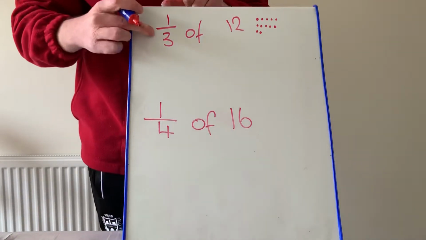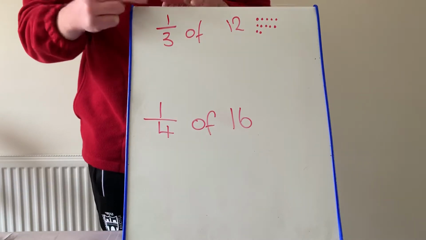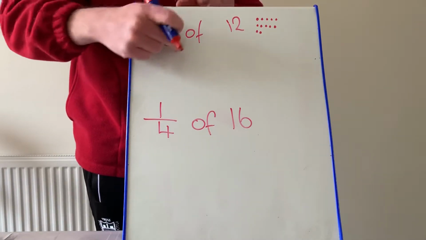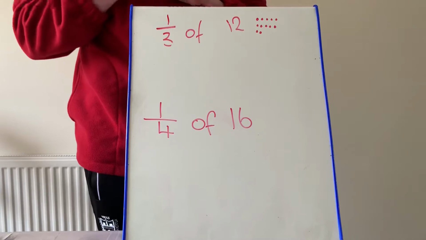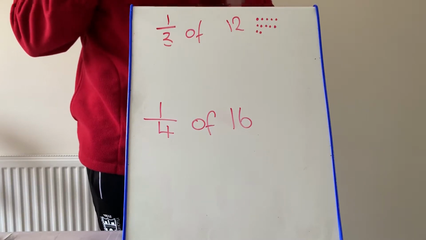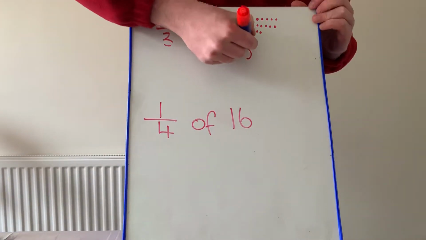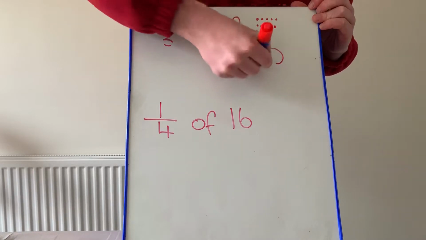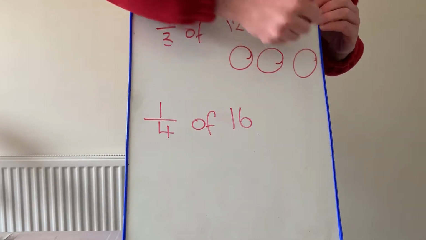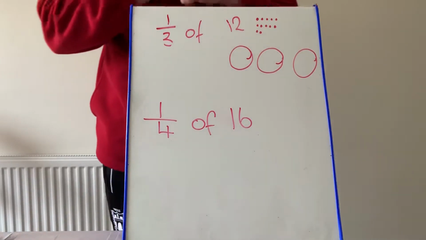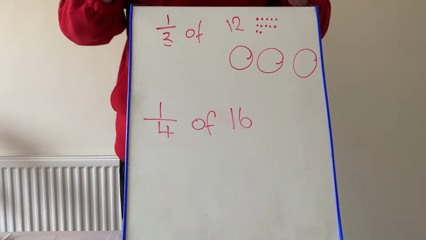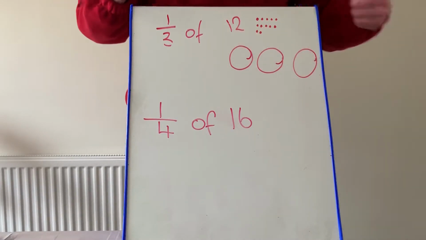What I'm going to do is share these into how many groups? Looking at this, how many groups am I going to share them into? 3 groups. So I'm going to draw myself 3 big circles. My class will call them plates. We've got our peas and we've got our plates. We're going to share them into our 3 plates.